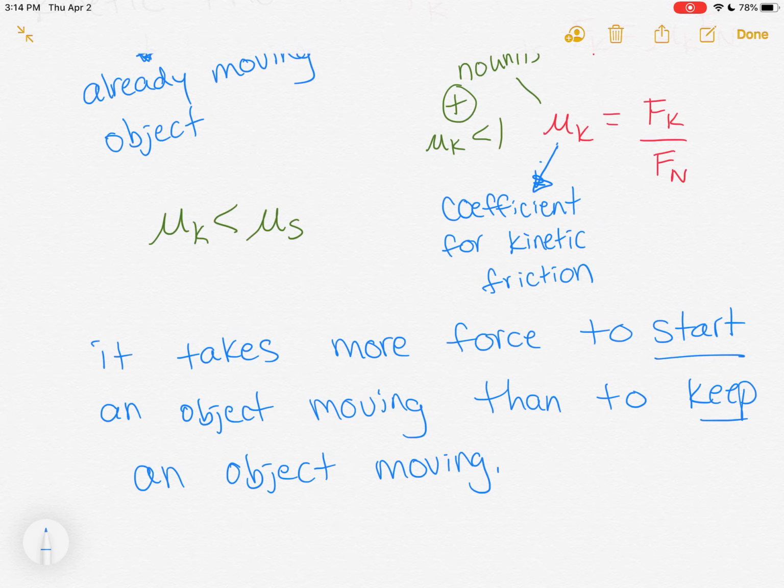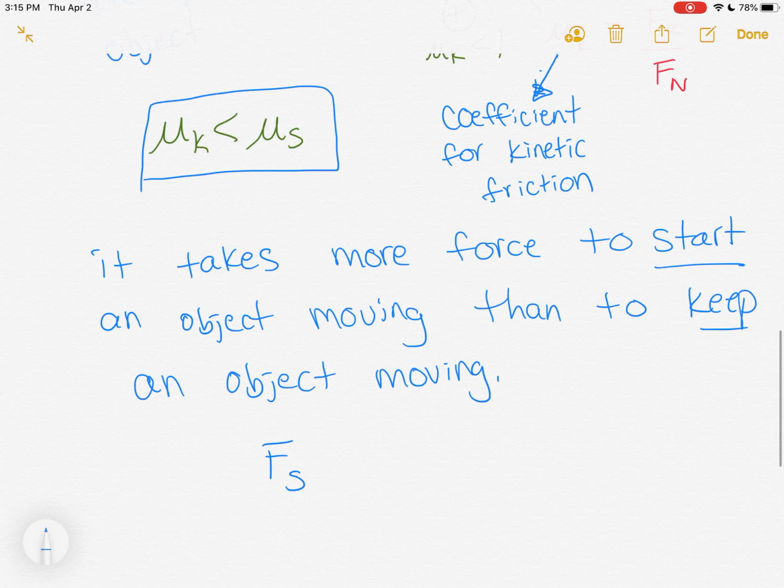So you need a lot of push to get it started. Once you get it started and it's already rolling, then it's easier to keep pushing, so you don't have to push as hard. Okay, and so that's the reason as well why our mu k is always less than our mu s, because static friction, so our Fs, is always going to be bigger than our kinetic friction force. So it's going to take more to get an object started moving, to break that static friction, than it will to keep the object moving, so to overcome that kinetic friction.